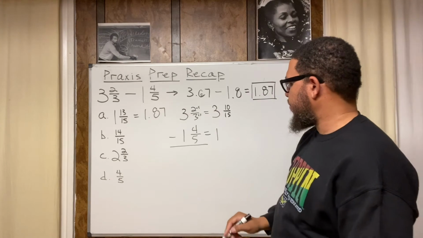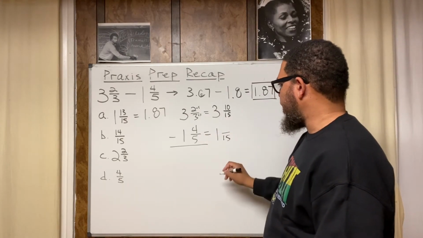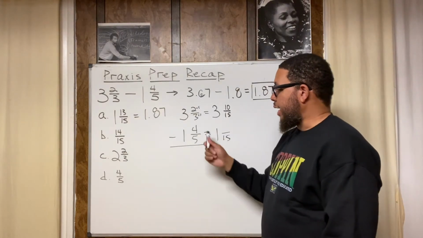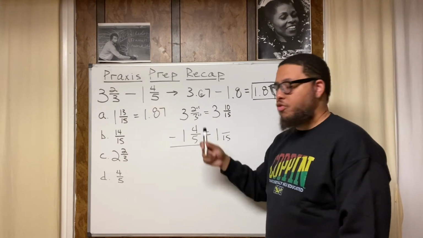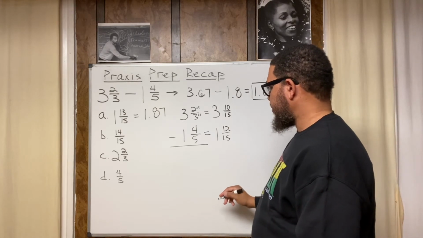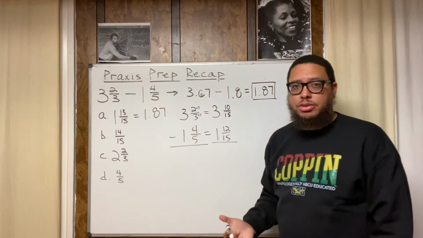Now over here, the common denominator is still 15. 5 times 3 gives me 15, so what's 4 times 3? I have to multiply the top number by 3. So I multiply the 4 by 3, and that gives me 12. Now I've got common denominators, so I should be ready to subtract.